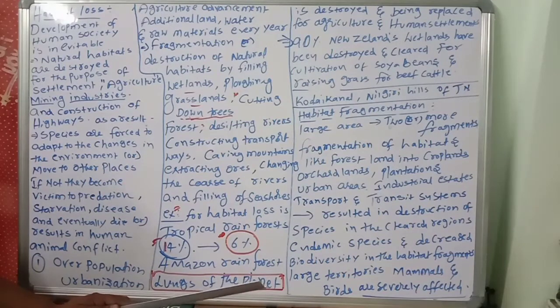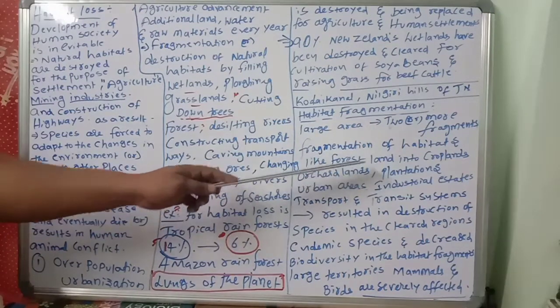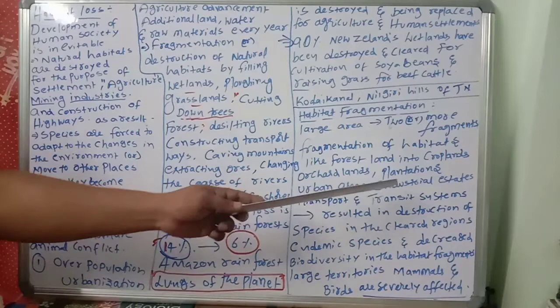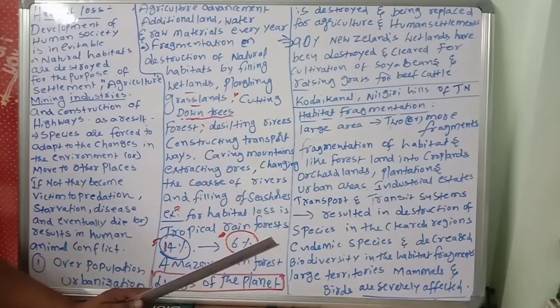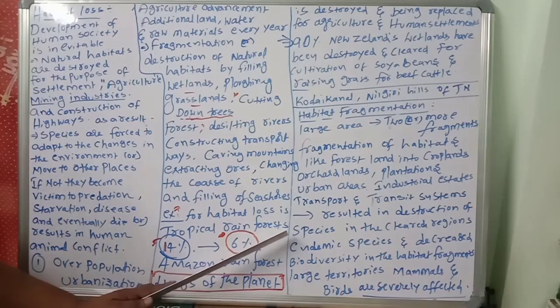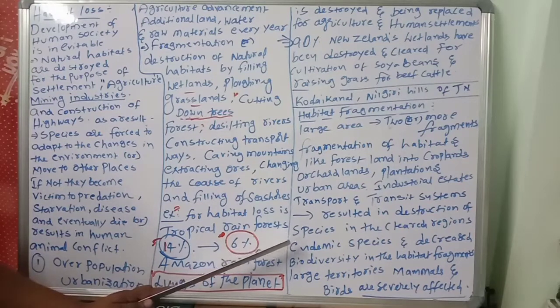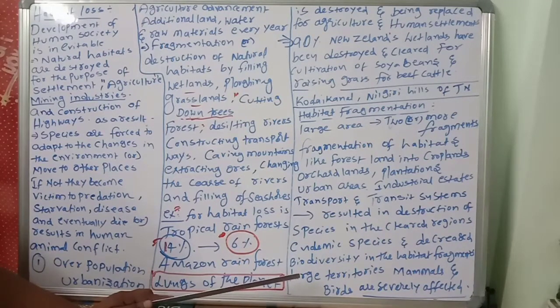This is a very problematic fragmentation of habitat like forest land. Large areas are being converted into crop lands, orchard lands, plantations, urban areas, industrial estates, and transport systems. It results in the destruction of complex interactions among species. There is no interaction between species in the cleared regions, leading to endemic species loss and decreased biodiversity. The animals will all be dying.